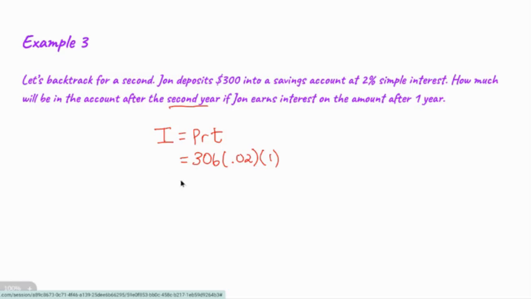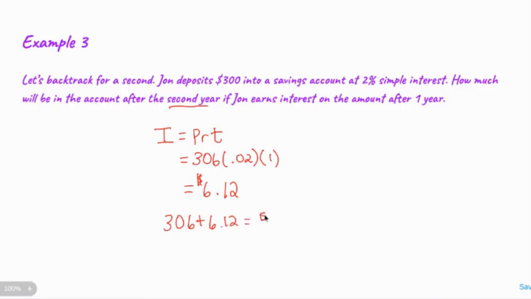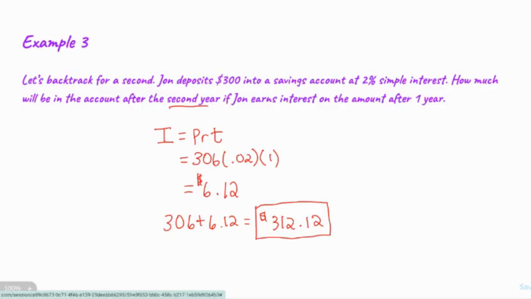So we get $6.12. So our total is 306 plus $6.12. That would be $312.12. And this is going to be our new interest. This is called compound interest. The fact that we started the new year over with a new principal means we are now looking at compounding the interest multiple times over time.